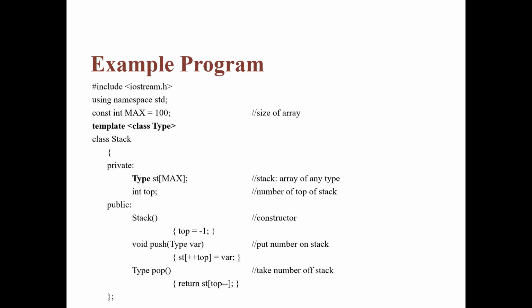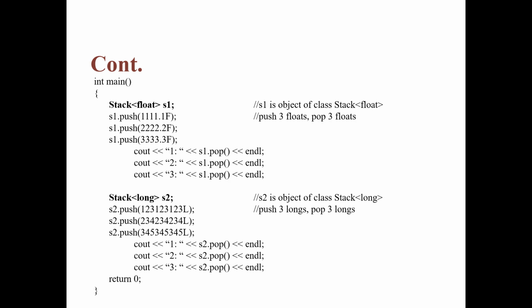So in the main function, we have created the object s1 of the stack class template for float data type. So this one represents the class Stack, the float type we have used, and s1 is the object. Using the object, we are pushing three float values, 1111.1f, 2222.2f and 333.3f. These are the three data we are passing inside, and then it pops and prints these floats one by one, showing the stack in last in first out order.